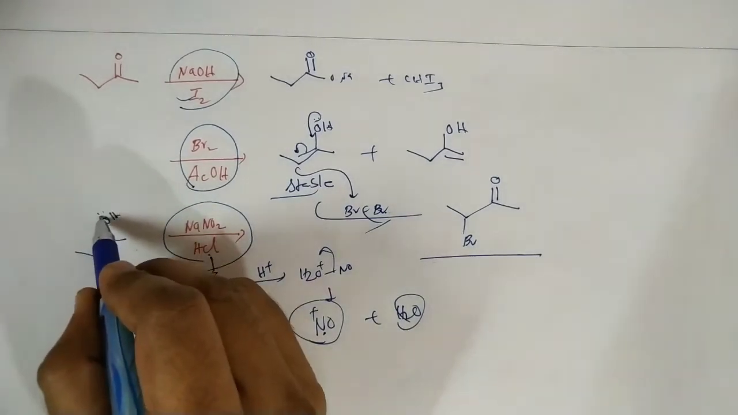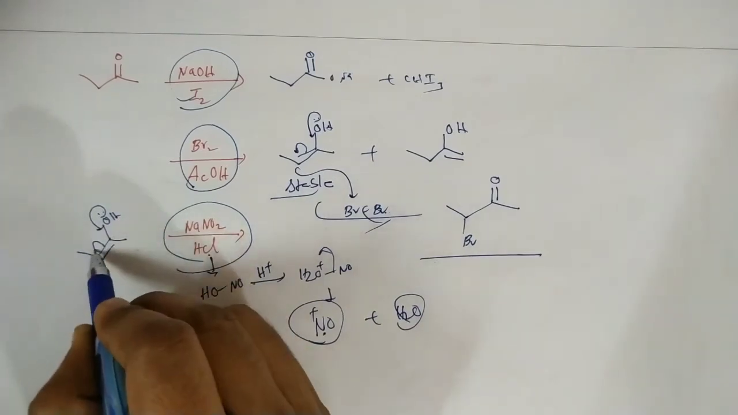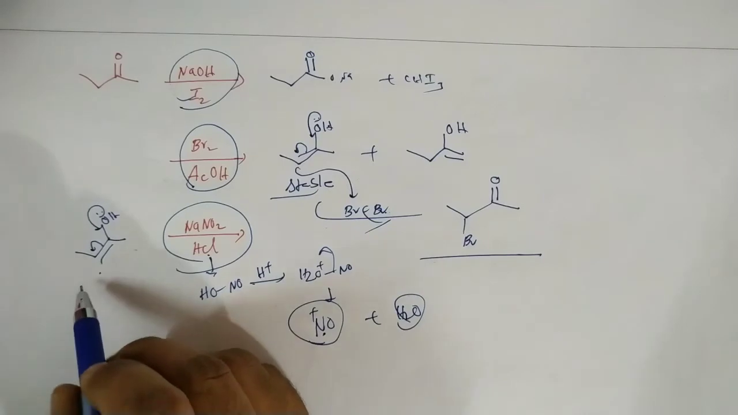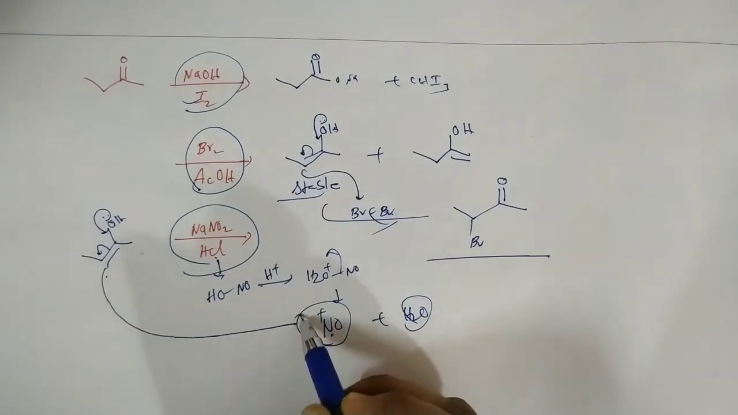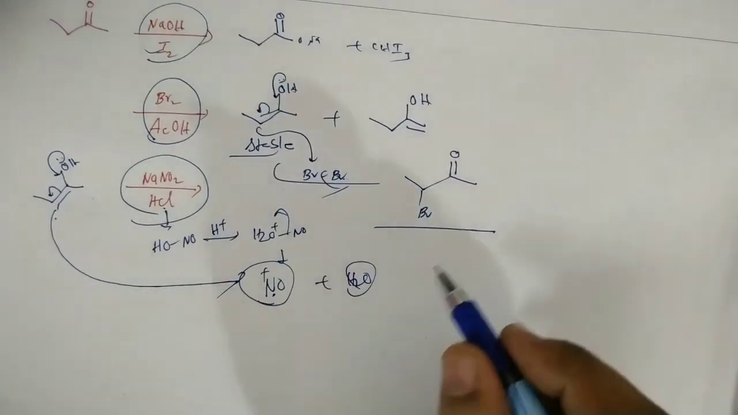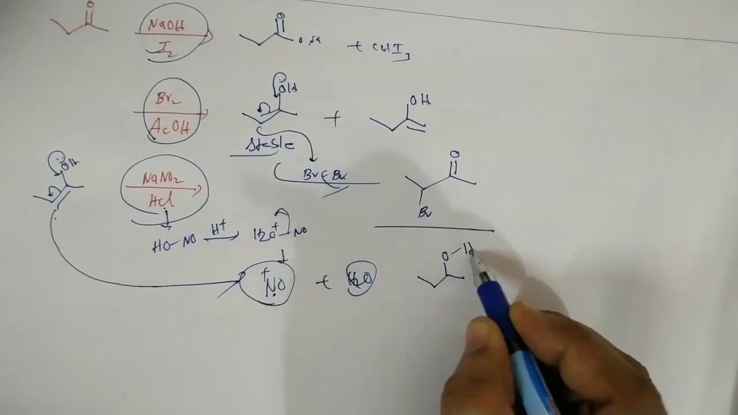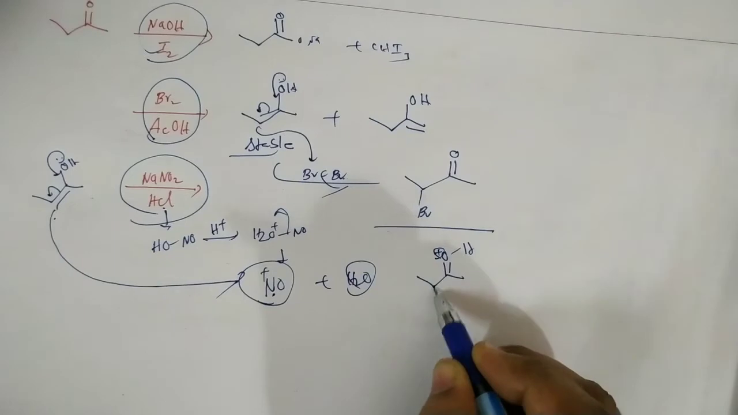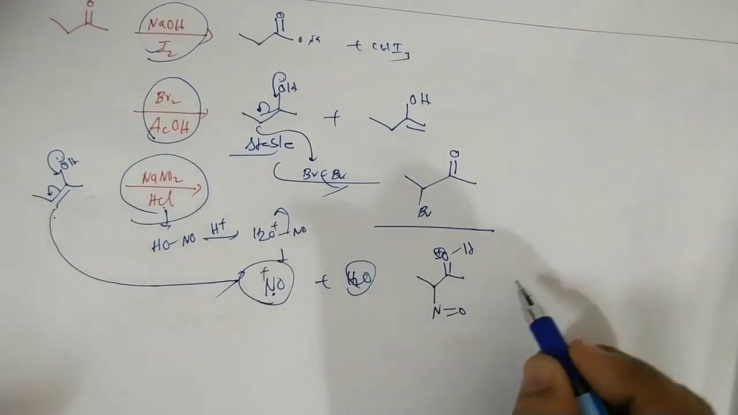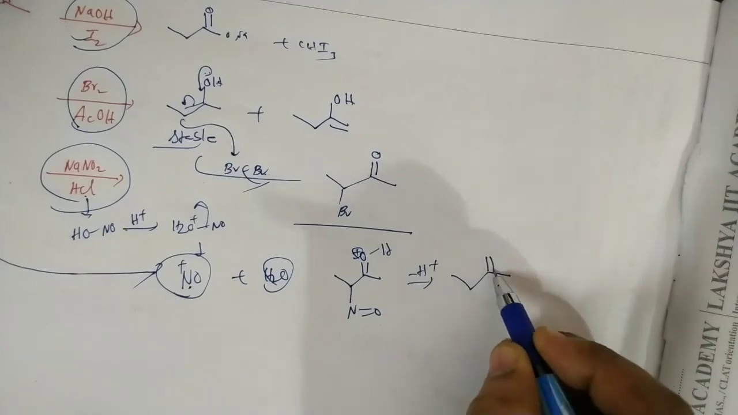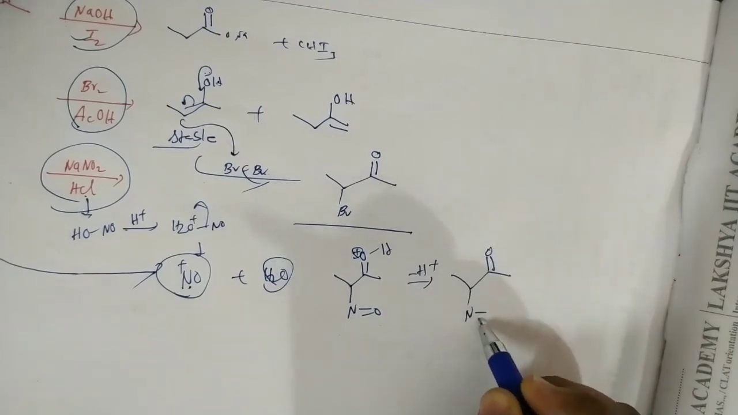Now the transfer of electrons takes place. This carbon gains a negative charge, it is nucleophilic. So this nucleophilic carbon attacks the electrophile NO plus. So here OH carries a plus charge, and here N double bond O. Then loss of a proton, so you will get the alpha-nitroso compound.